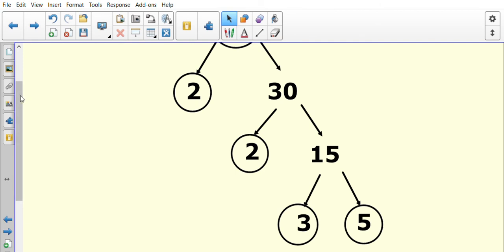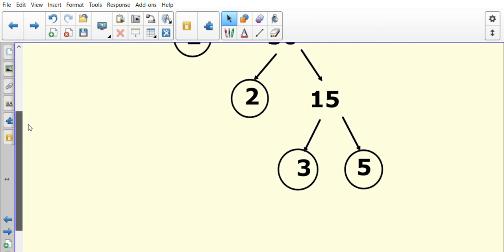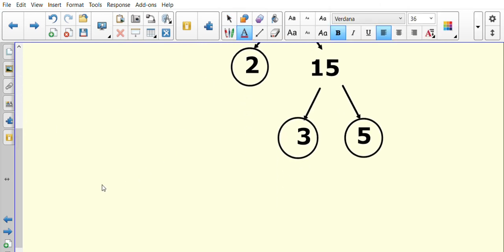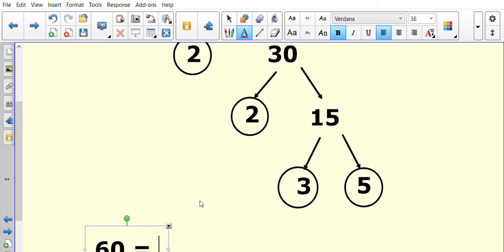Okay, and to finalise or finish your answer, so we started with the number 60, which is a composite number. Composite number means it is a product of prime numbers, which are 2, 2, 3, and 5. That would be your final answer.